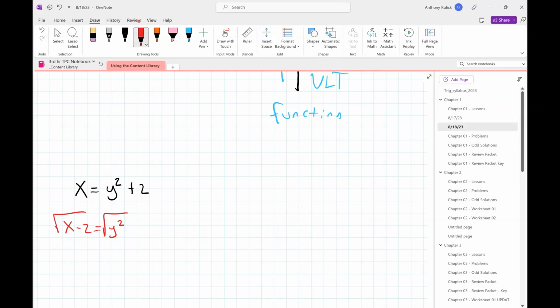So notice that if I take 2 squared, I get 4, right? If I do negative 2 squared, I also get 4. So if x squared is equal to 4, x could be 2 or negative 2, correct? So I need plus or minus.